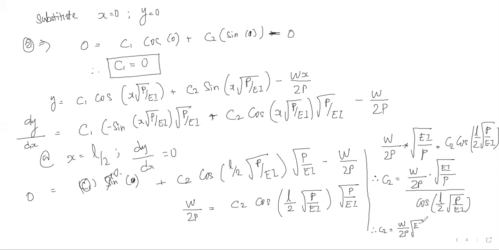Root under EA by P, and 1 by cos becomes secant, secant L by 2 into root under P by EA. So this is the value of constant c2. Now let us move on to the c1 and c2 values in the first equation.